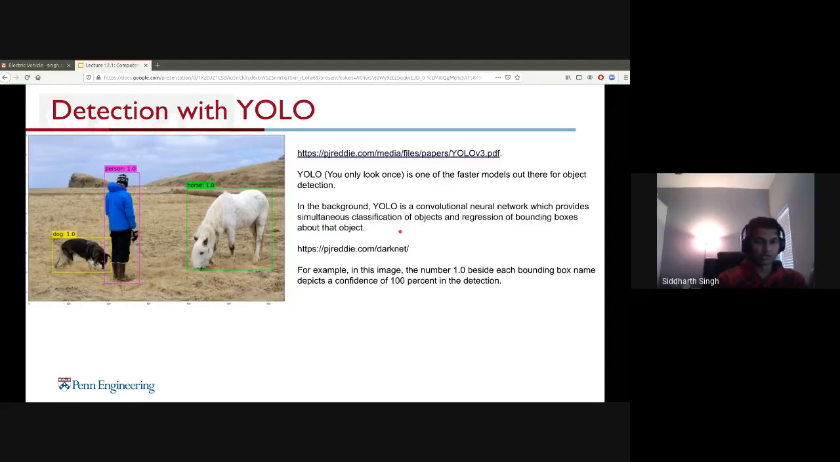Now, what I mean by regression and classification is that regression is where the object is in the image, and classification is what the object actually is in the image, right?